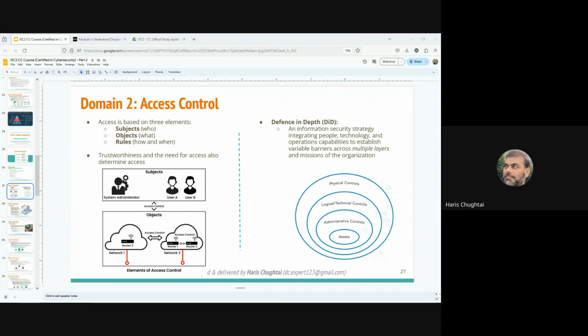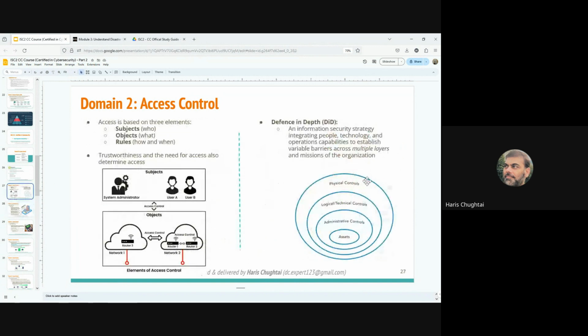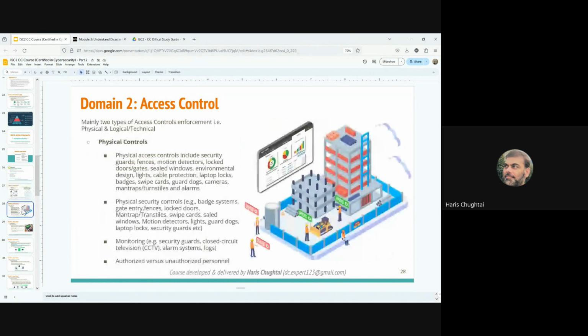Okay. So let's think about the physical control. As I said, there are different levels of control. In this chapter, we're going to read about physical control and logical and technical control. Administrative is more about policy. So let's go first to the physical control.